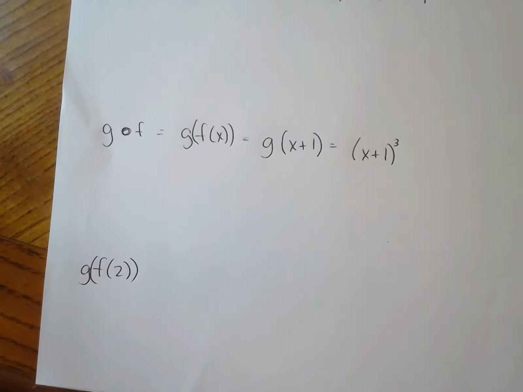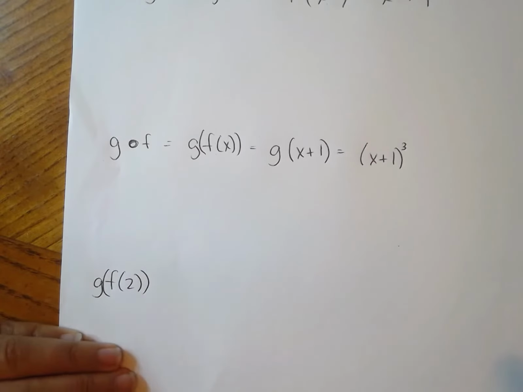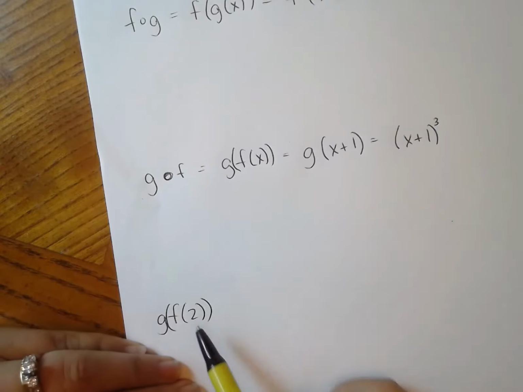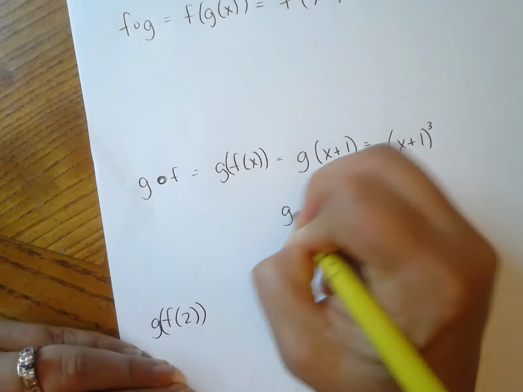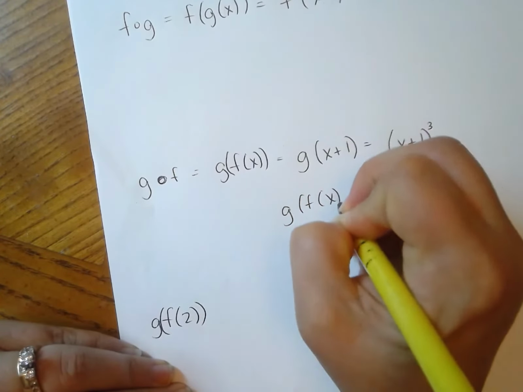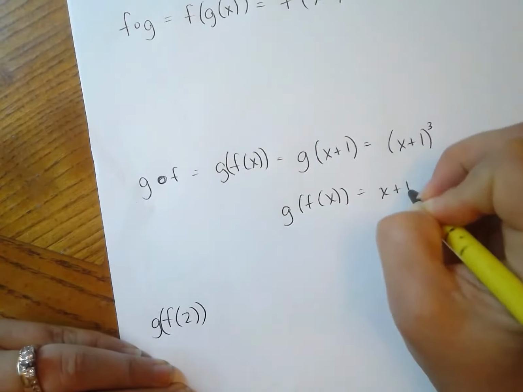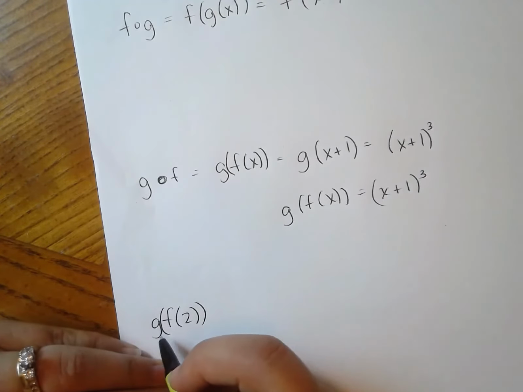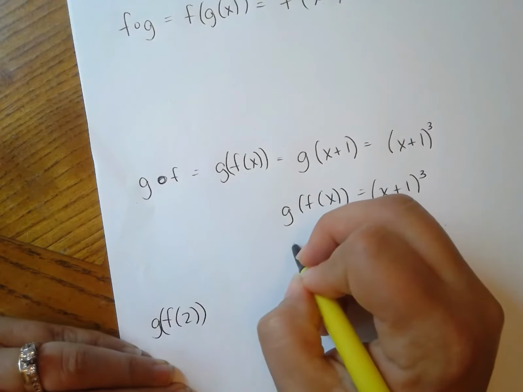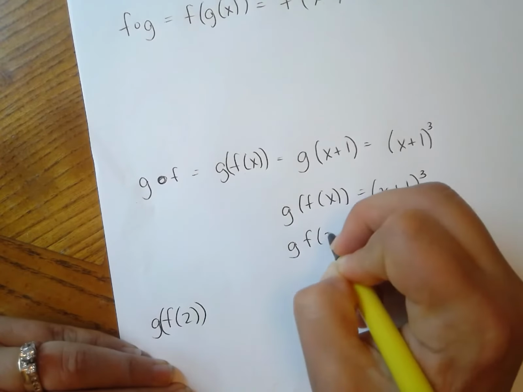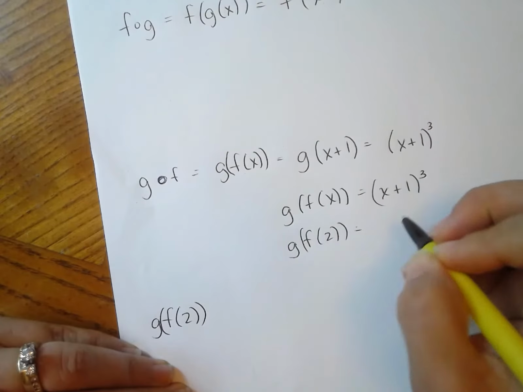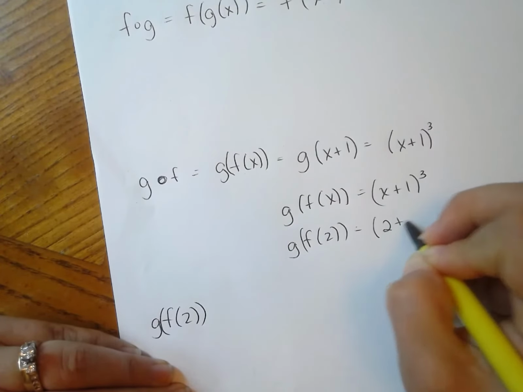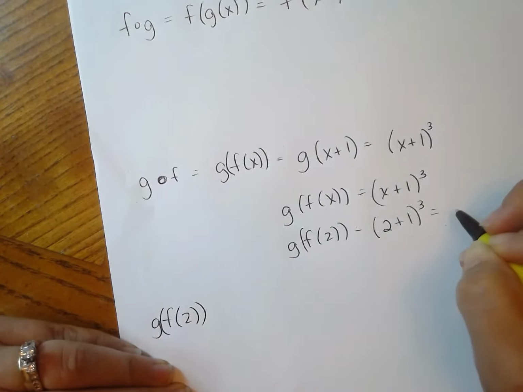So g of f of 2, all right? Now, g of f of 2, actually what that means is this is g composed with f, right? I can write it like this. So g of f of 2 means that if I put g of f of 2 in here instead of x, then that means I take the 2 and plug it in for x. So that would be 2 plus 1 cubed, which is 3 cubed, which is 27.